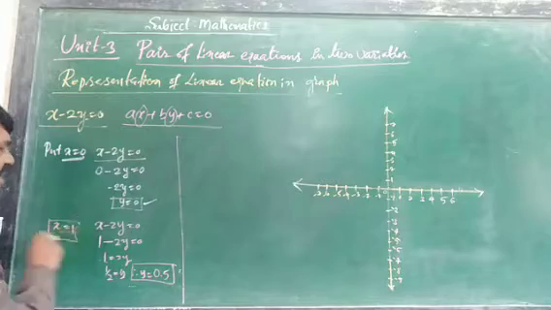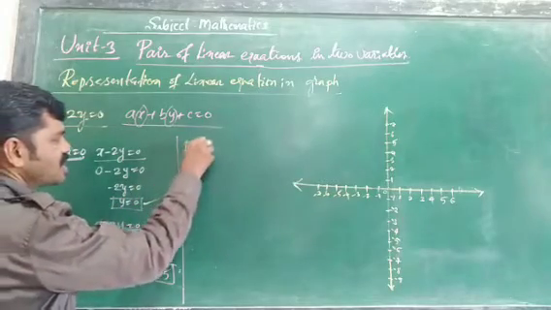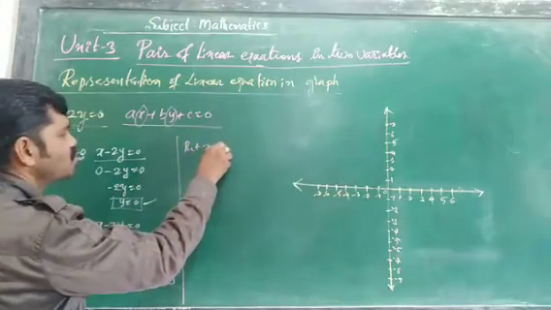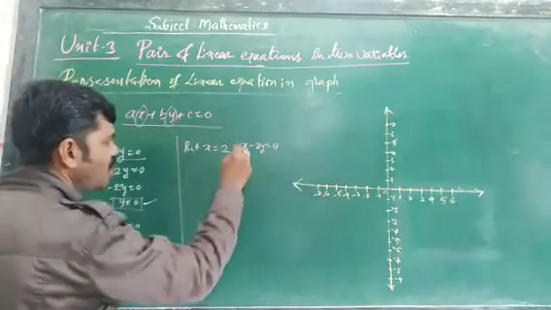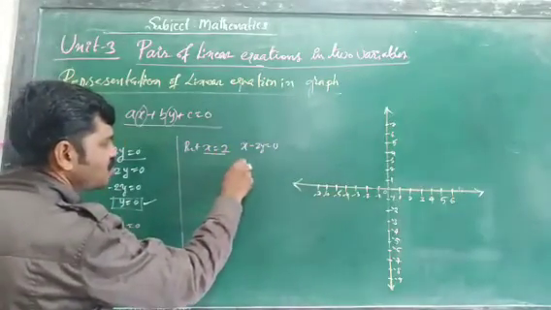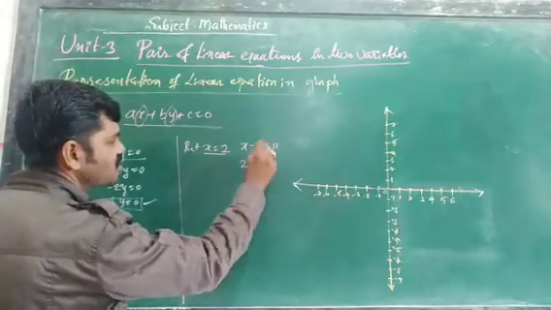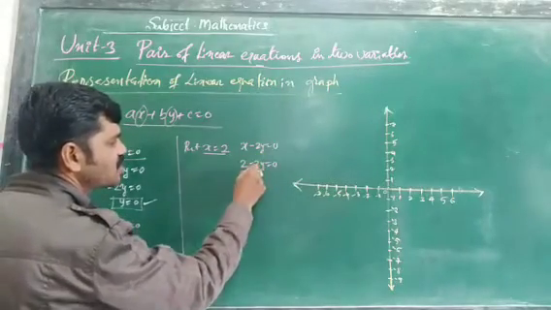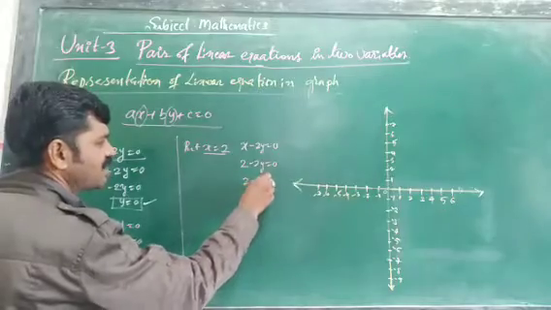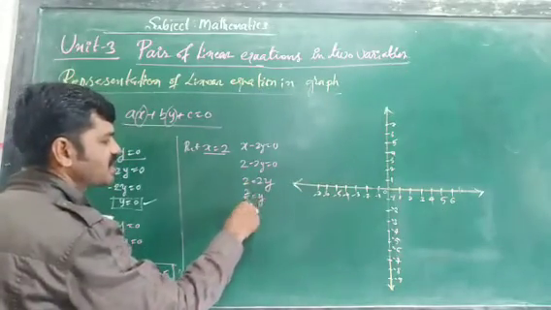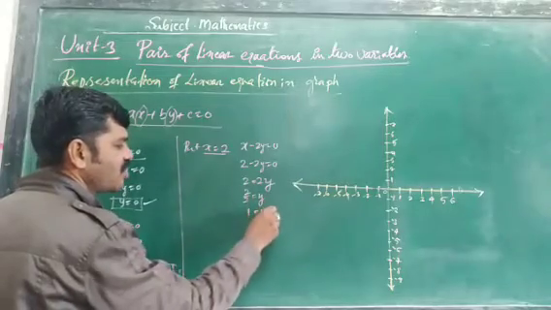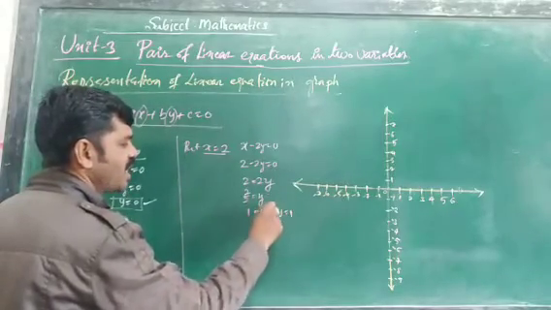Now let us put x is equal to 2. We have the equation x minus 2y is equal to 0, so the value of x is 2. 2 minus 2y is equal to 0. The 2y will go to that side and become plus 2y, so 2 is equal to 2y. 2 by 2 is equal to y, that is 1 by 1 is equal to y. Therefore, y is equal to 1.